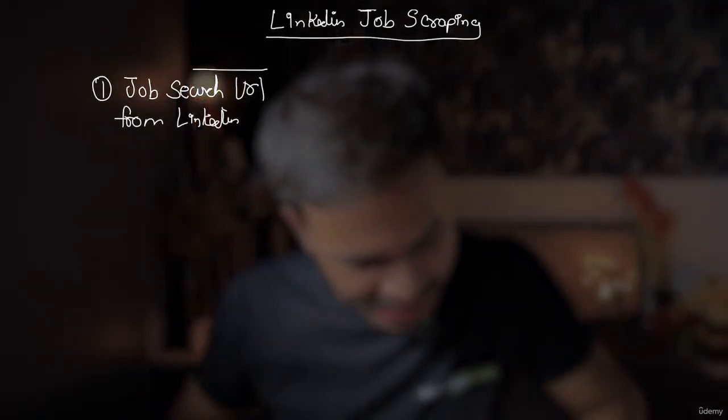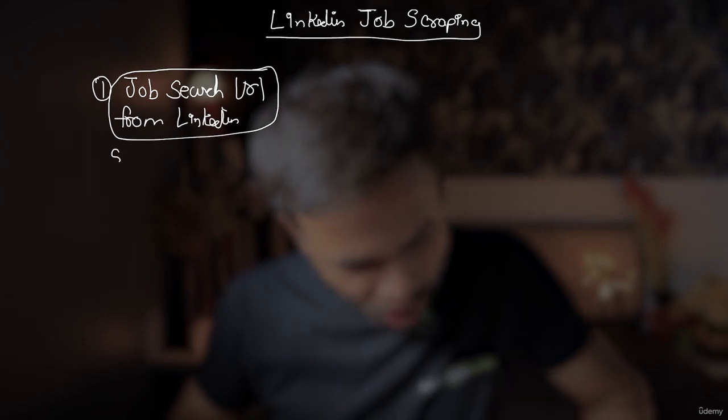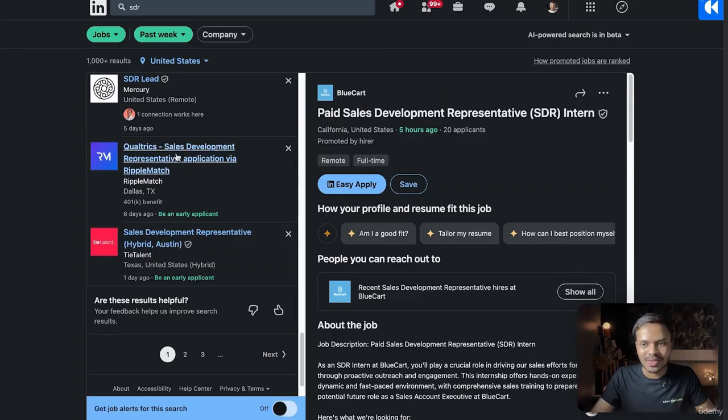You could even automate this part, but I just don't want to automate it because I want to apply the filters like from last month, last week. I want to apply the location as well as the keyword. So we are taking the keyword of SDR, last week, and location is USA. We have more than 1000 plus results.